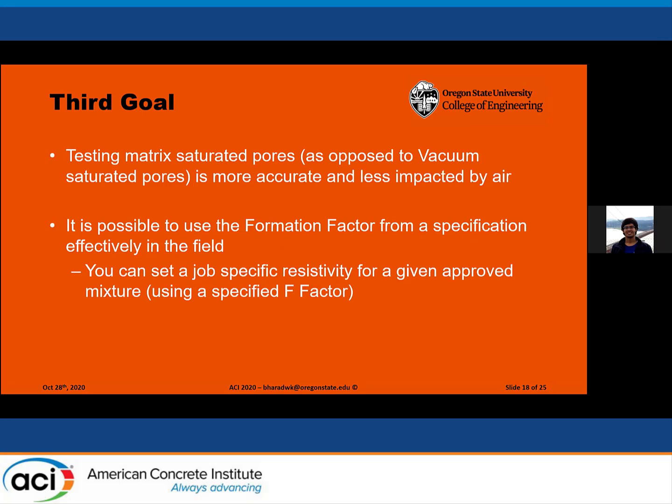The third goal of my talk is to demonstrate that testing concrete at matrix saturation as opposed to vacuum saturation is more accurate as the measurements are less impacted by air voids. I will also walk you through an example of how we can use the formation factor from a specification effectively. We will learn how to set a job-specific resistivity from the formation factor.